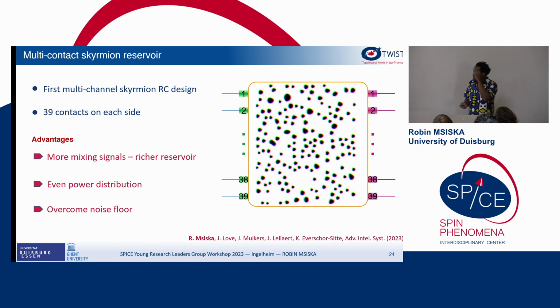But the advantage of this is that you have more mixing of signals because you have several signals coming in, and then the reservoir likes nonlinearity. You have even power distribution, and you also overcome the noise floor. So Lisa talked about how you have thermal fluctuations in the system. You don't want too much of that because perfect thermal contributions carry no information, and you want to avoid that.